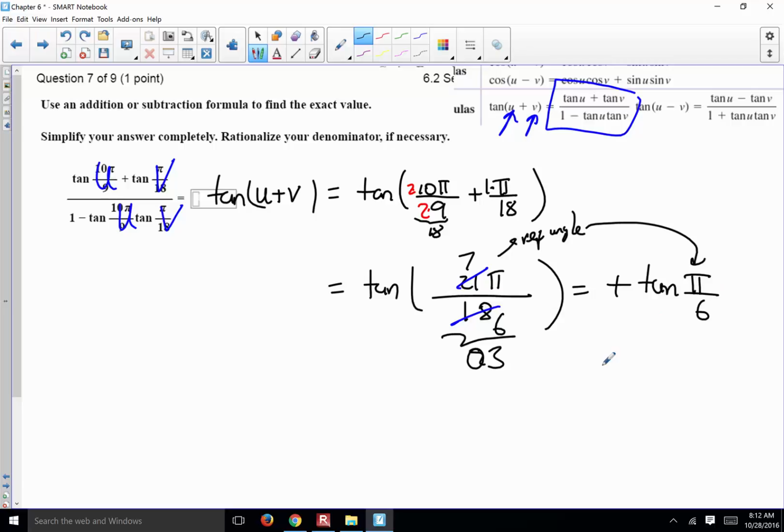What's tangent 30? Same thing we did earlier. Good, root 3 over 3. Okay.